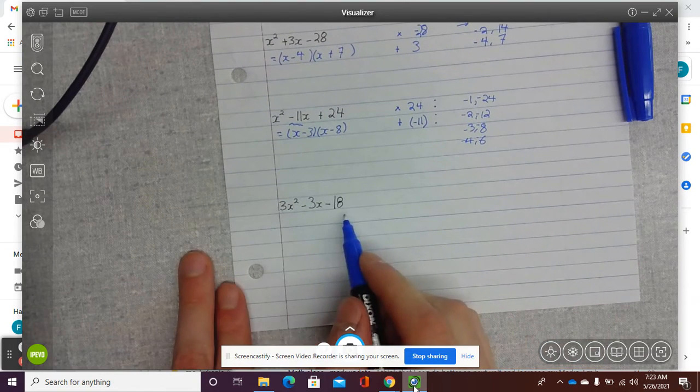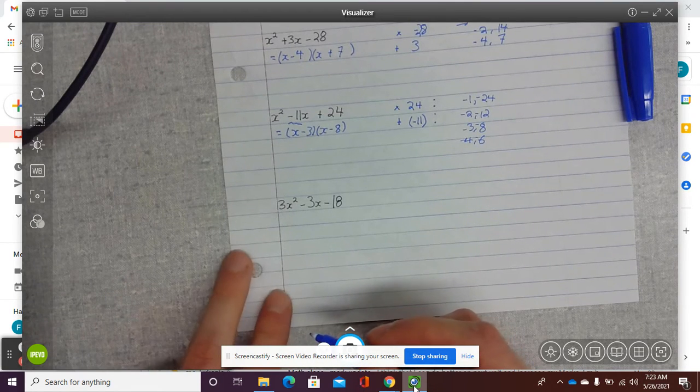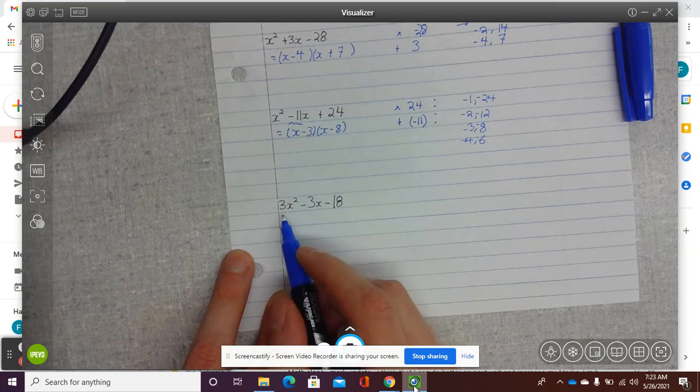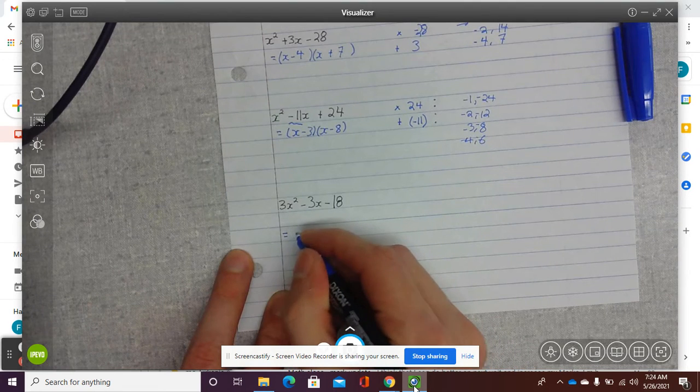This one looks a little bit different. I told you simple trinomials, the a value is always 1. A value is not 1 here, so what's going on? Well, we can always look and try to common factor first. Common factor means what do these three terms share? What are they divisible by? They're all divisible by 3.